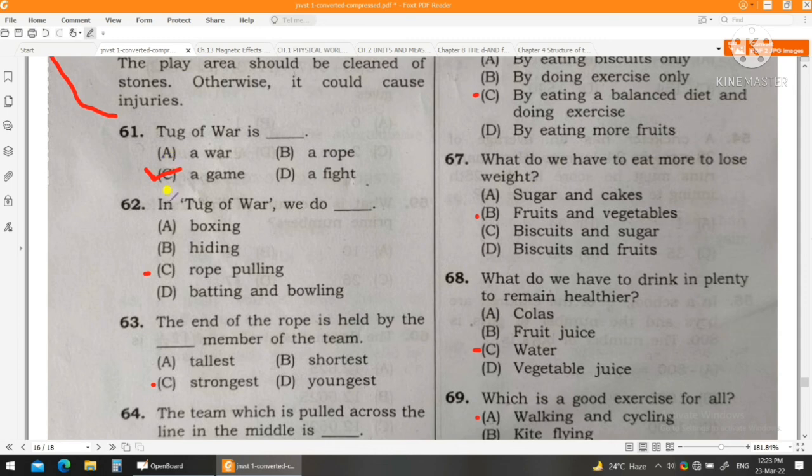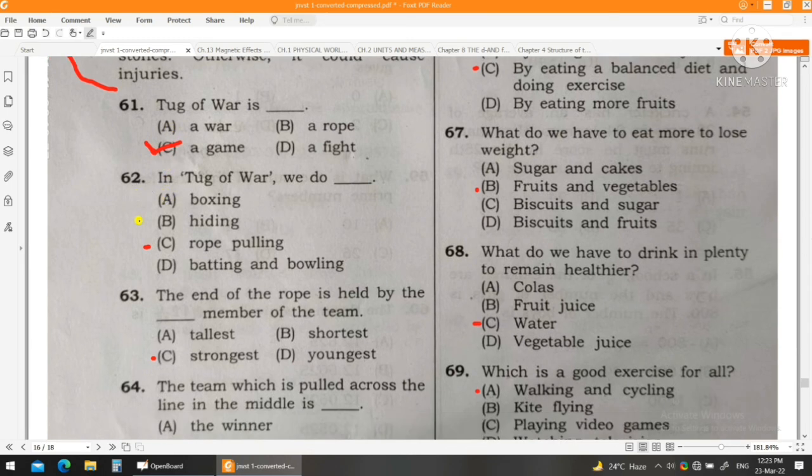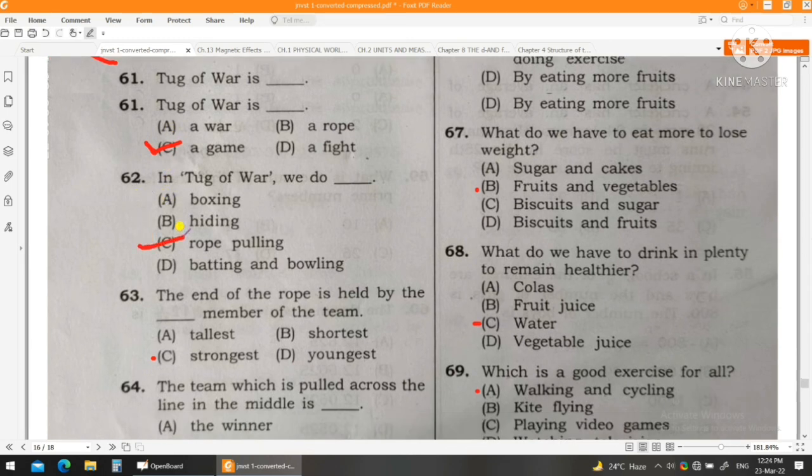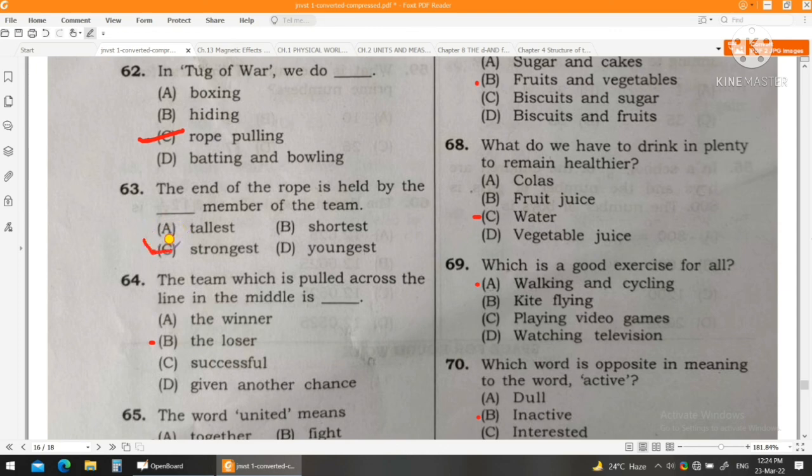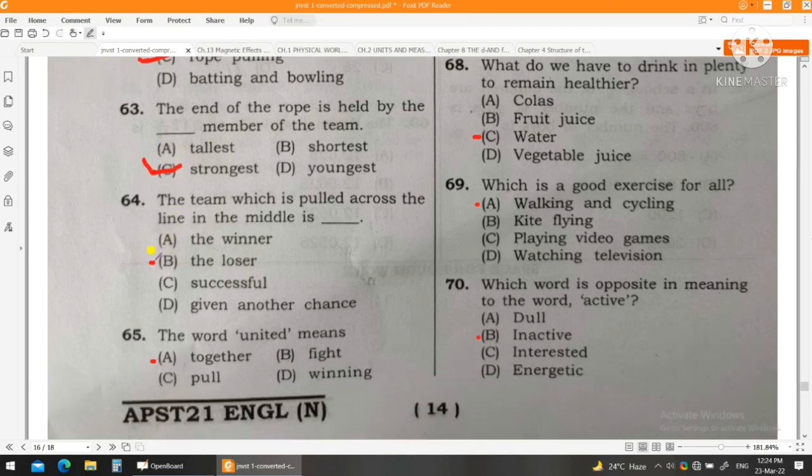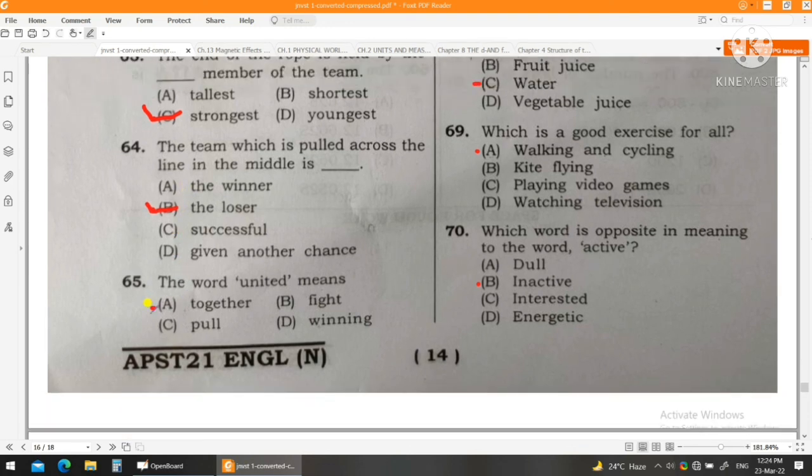In question 61, answer is A. In question 62, answer is C. In question 63, answer is C. In question 64, answer is B. And in question 65, answer is A.